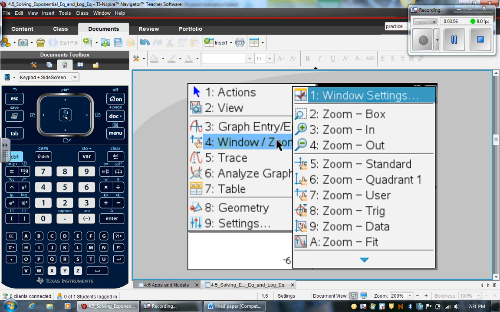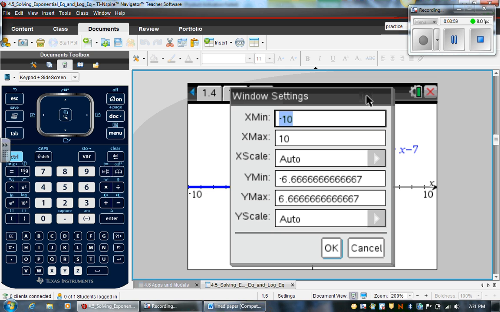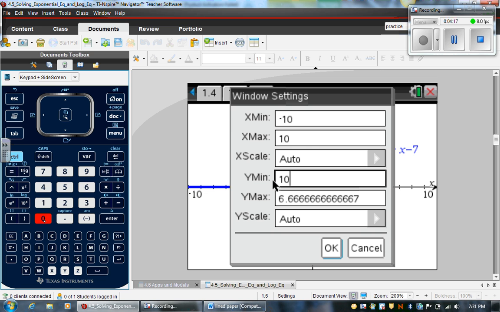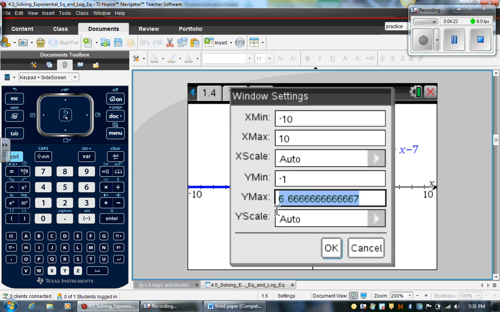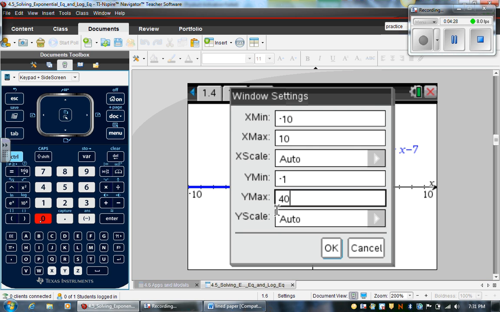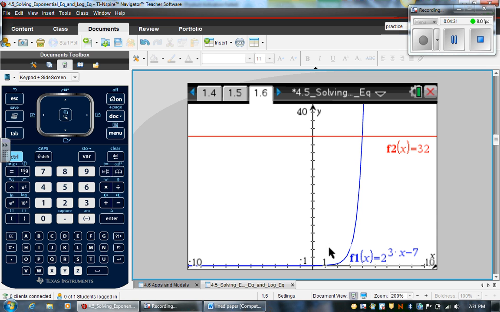So I'm going to hit Menu, Window, Window Settings. My x minimum and my x maximum are okay. My biggest concern here is the y minimum and the y maximum. Since I know I'm going to be rather high up, I don't really need my y minimum to be in the negative values, so I could even make this 10 if I wanted to. But since I want to see the curve, let's make it a -1. My y maximum, I do need it to be larger than 32, so let's make it 40, and then hit OK. Now you can see the clear intersection between the two values.